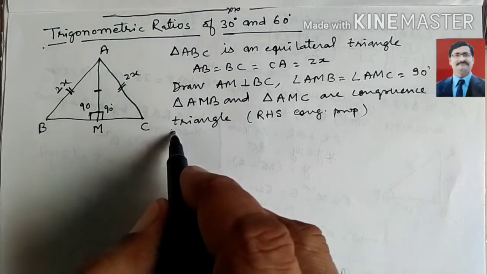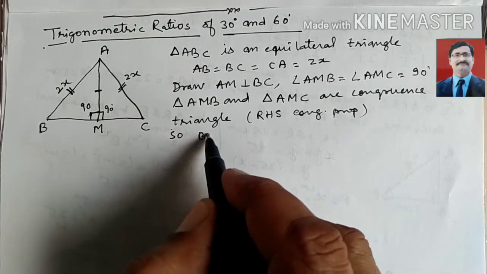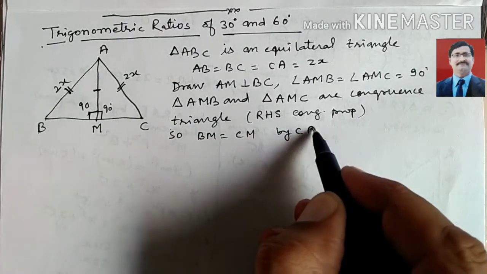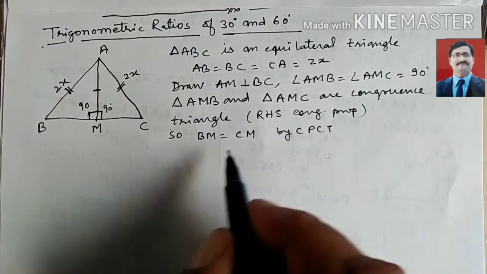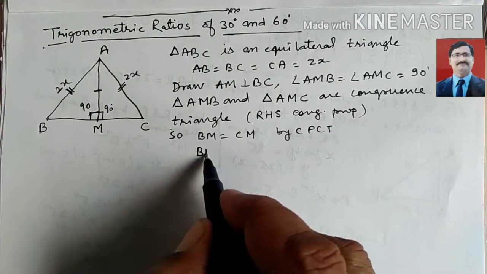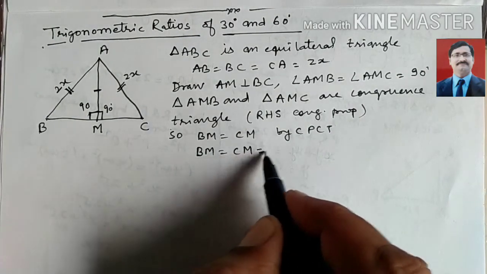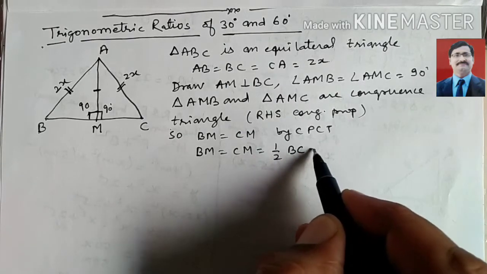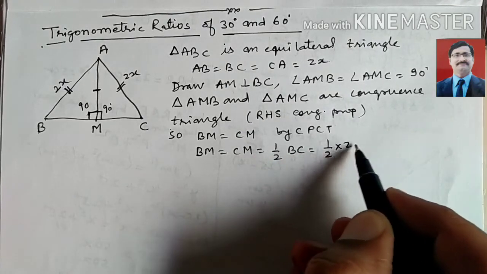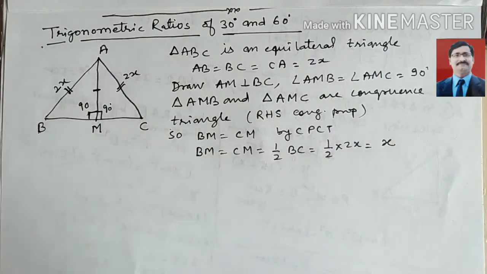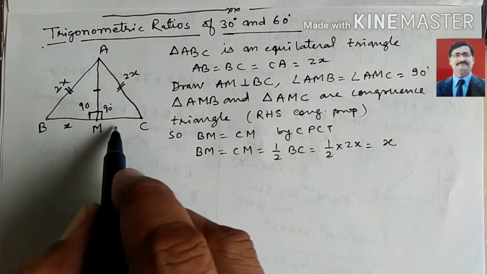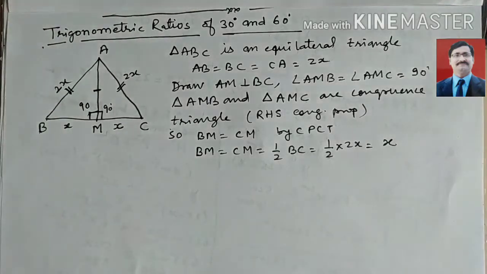And so you can write here that BM equals CM by CPCT, and these are equal, so you can write both are equal to half of BC, and BC is 2x, so half is x we will get here. So BM is x, and CM is also x.